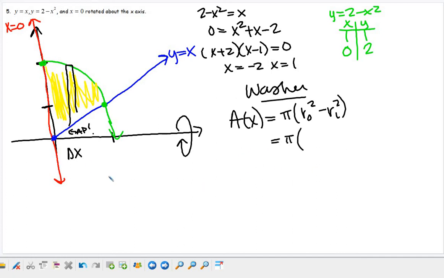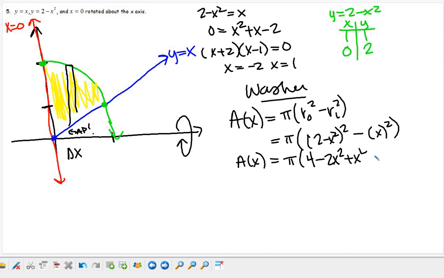So I have pi times... my outside radius is the function farthest from my axis of rotation. Because it's an axis, I'm not going to have that plus or minus stuff. So the green function is 2 minus x squared, minus my inside function, which is just x squared. So I'm going to get this expanded out to get ready to evaluate: square the first term, twice the product, square the last term. I'm going to fix it down here because I'm running out of room, is the integral of area.